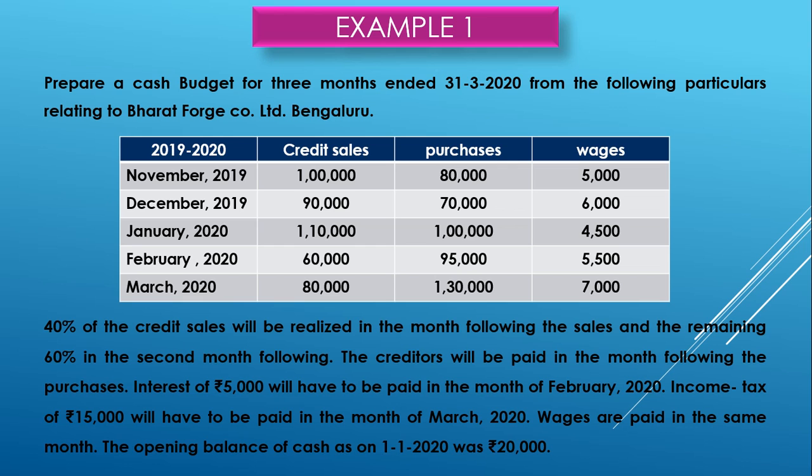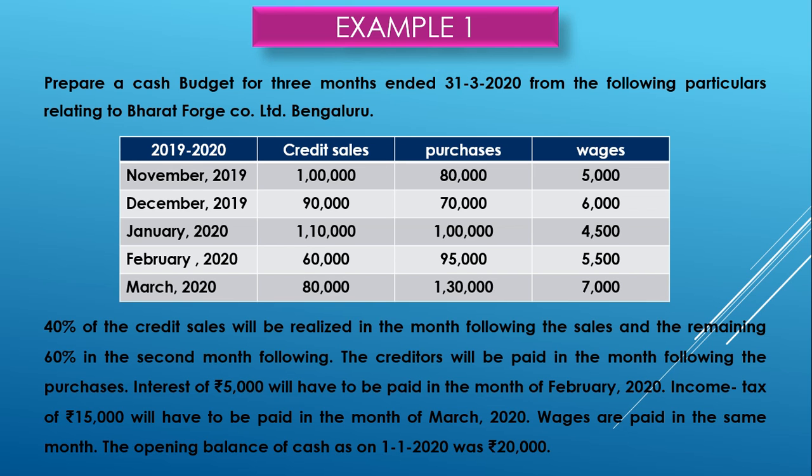40% of the credit sales will be realized in the month following the sales and remaining 60% in the second month following. This is very important to understand. Following the sales means what? In which month the sales are executed, the realization will come in the next month, that is the following month, and remaining 60% in the second month following.